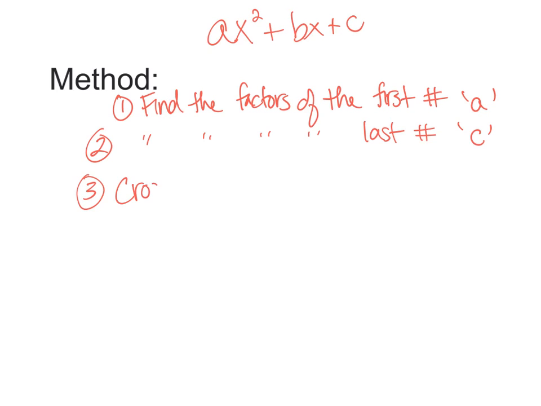Step 3, cross multiply to figure out the b. We're going to cross multiply to figure out our b, which is our middle term. So right now this may not mean much to you, but as we go through it, you'll have this at the top of your paper to refer back to. We're going to get started.